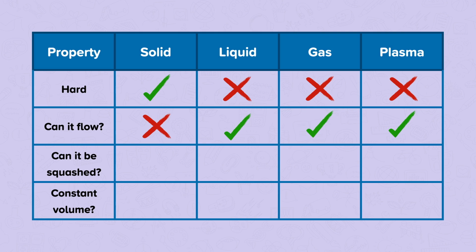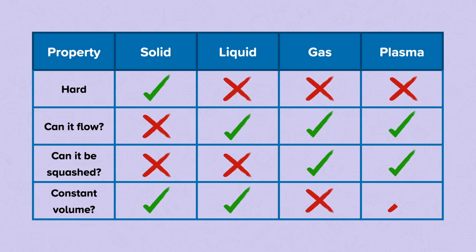Can it be squashed? Solids cannot be squashed. Liquids also cannot be squashed. Gases and plasmas can be squashed. Do they have a constant volume? Solids do have a constant volume. So do liquids. Gases and plasmas do not because they fill the space provided.